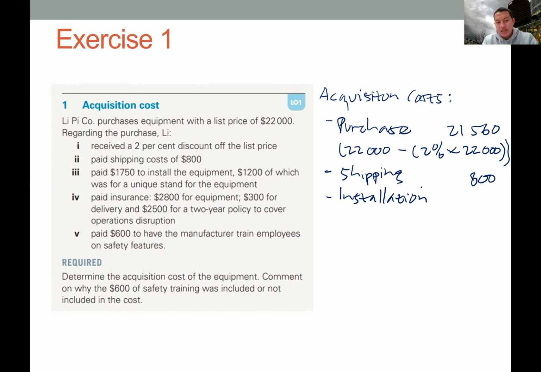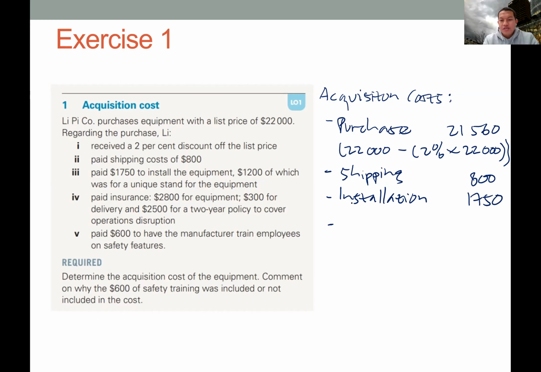I think the unique stand is straightforward. Because this stand is very unique, it's really specific to this equipment. Without this stand, the equipment cannot be used. So we should include this as part of the acquisition cost. So we have 1,750.